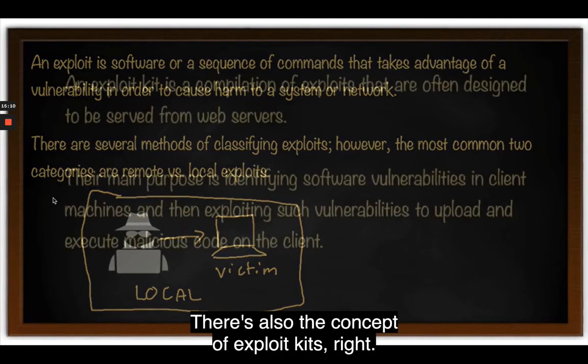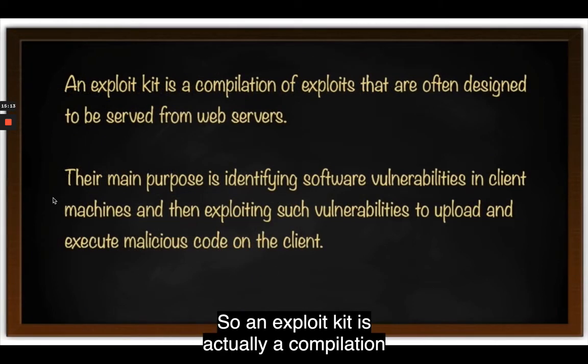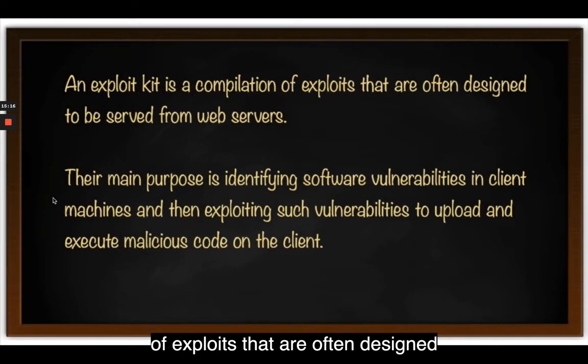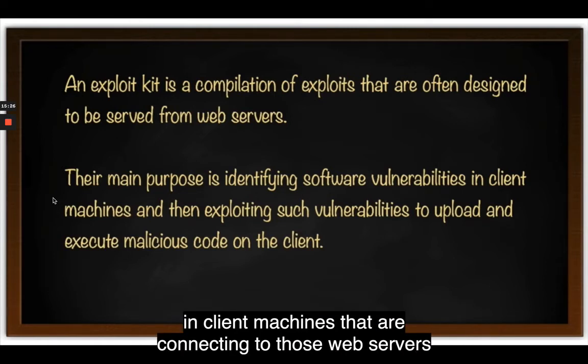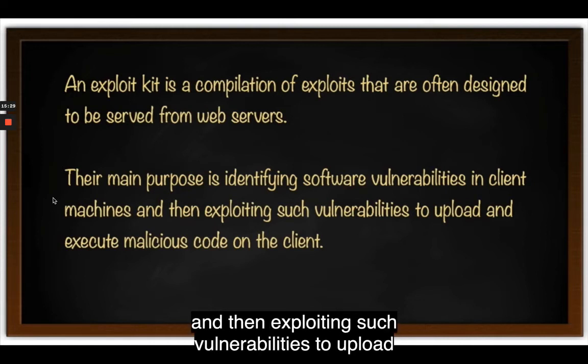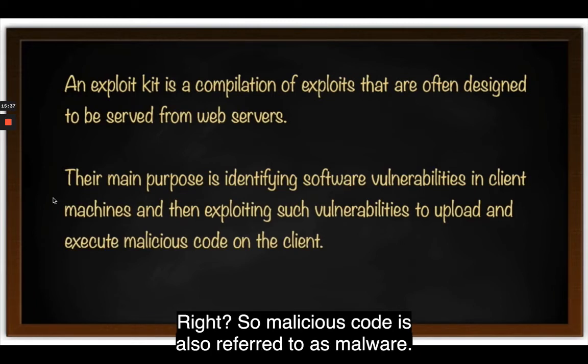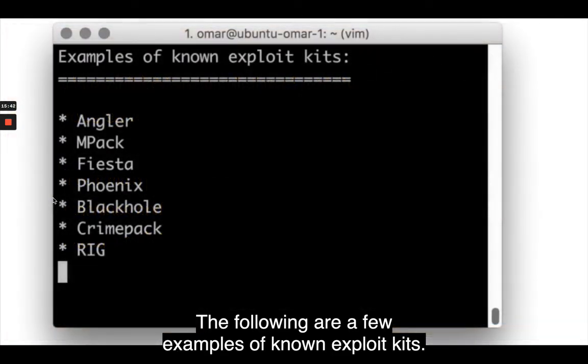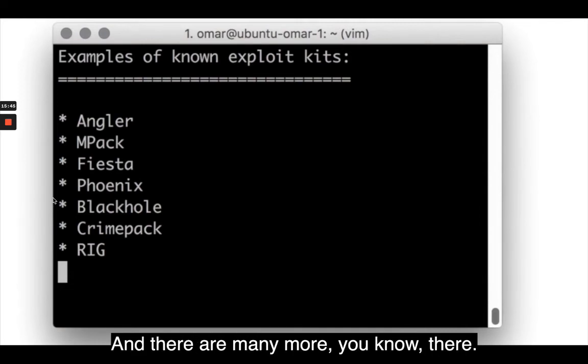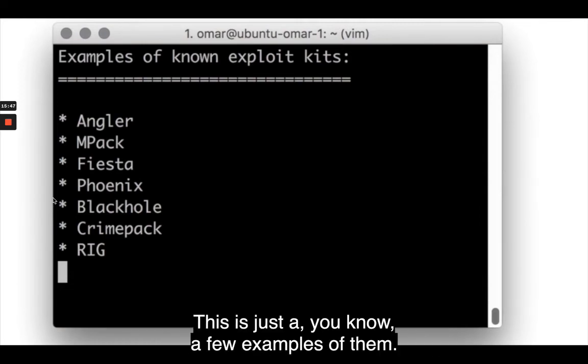Right? There's also the concept of exploit kits. An exploit kit is a compilation of exploits that are often designed to be served from web servers. The main purpose is to identify software vulnerabilities in client machines that are connecting to those web servers, and then exploit such vulnerabilities to upload and execute malicious code or malware into the client, right? So malicious code is also referred to as malware. The following are a few examples of known exploit kits, and there are many more out there. This is just a few examples of them.